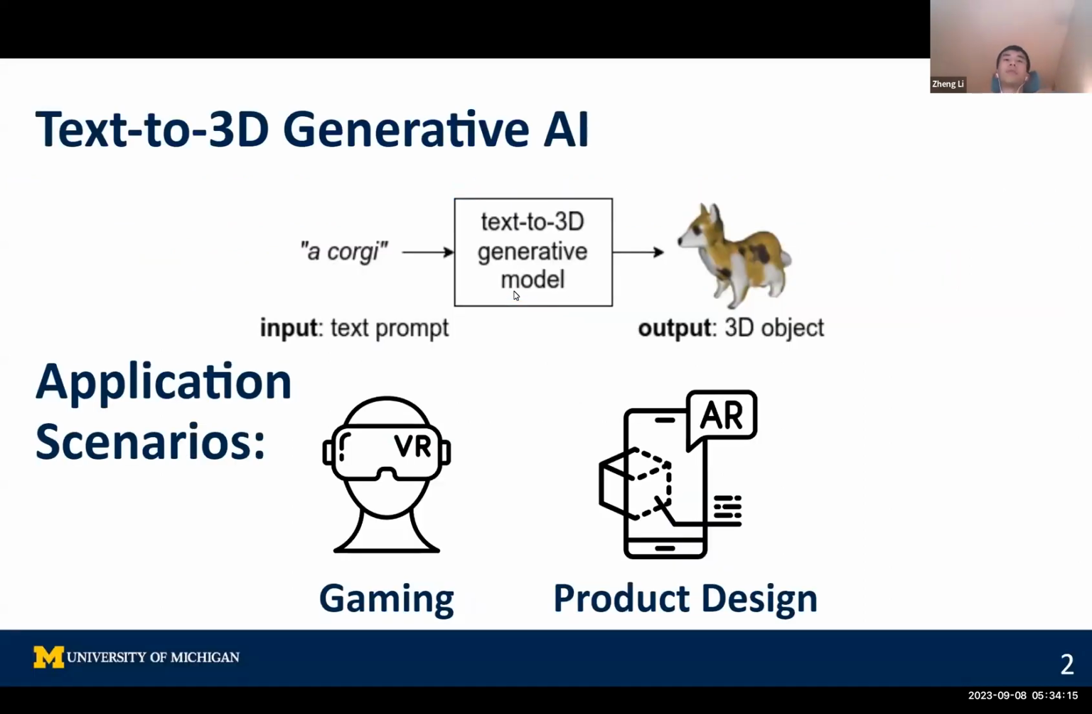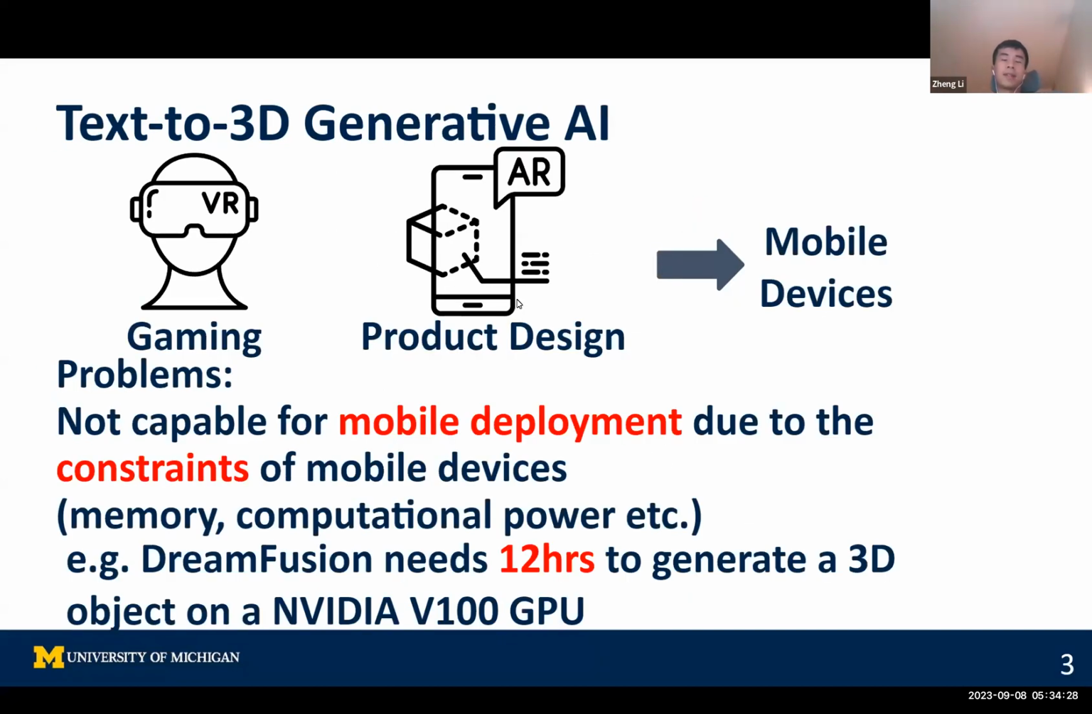For general text-to-3D generative AI, it will take in a text prompt as its input, and its output will be a corresponding 3D object. Possible application scenarios for such models can be VR gaming or AI-aided product design. You may notice that these applications are heavily based on mobile devices. So here come the problems.